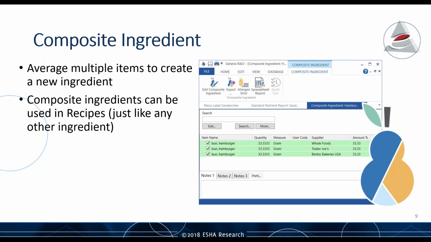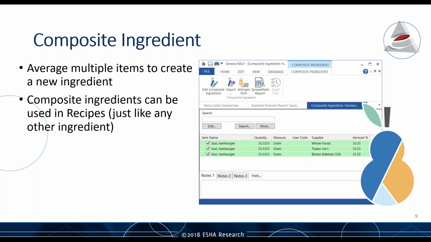And then I could use that composite ingredient hamburger bun to build my sandwich recipes. Another example, perhaps you created a recipe and want to see how that compares with several others of the same type of food in the database, or if you have only one supplier for an ingredient but you're wondering how it checks out nutritionally to other brands, you can use the composite ingredient feature as a comparison tool.